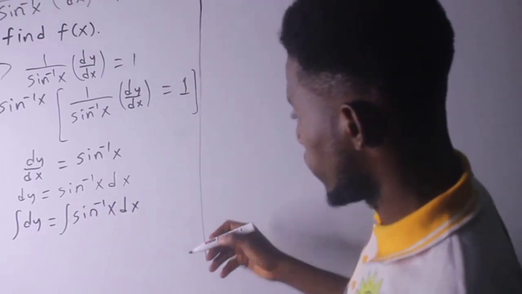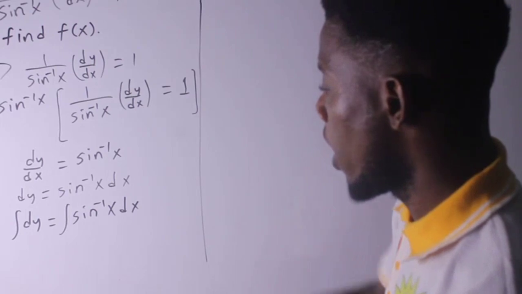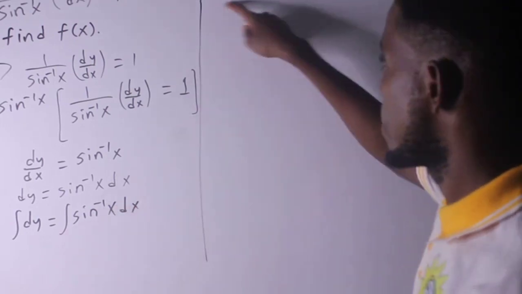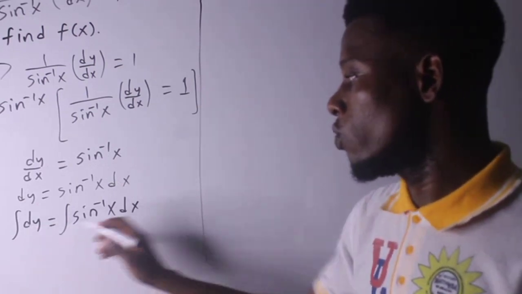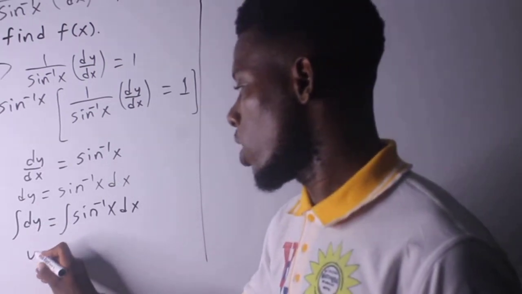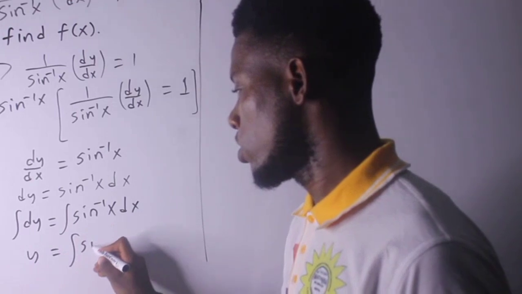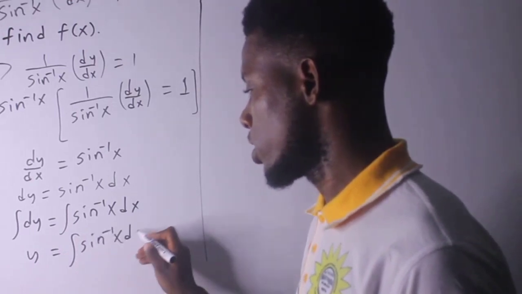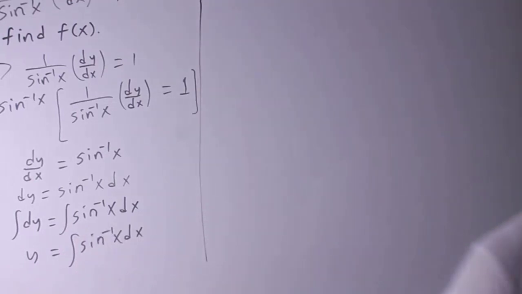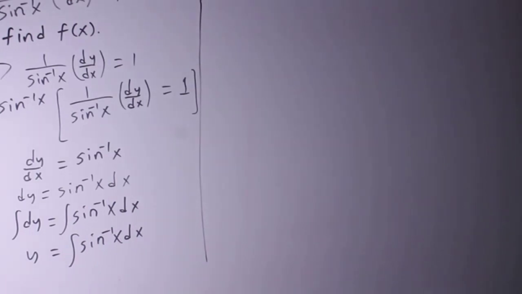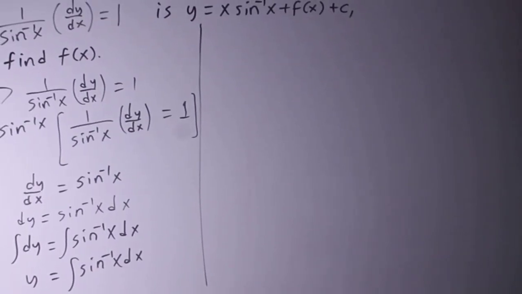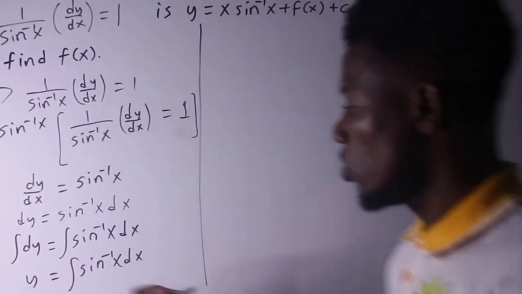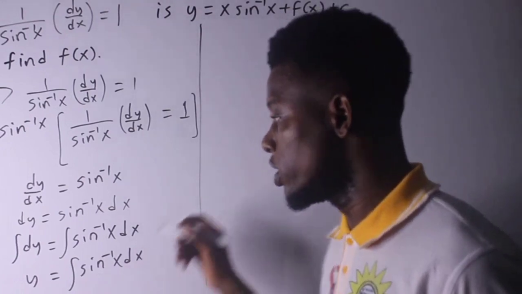But you know something very important. Remember, we want to find y and compare that with this. That's the essence of the entire thing. We know the integral of dy is just y. So y is equal to the integral of sine inverse of x dx. So we want to integrate that inverse function. To do that, we will have to do something very important, and what is that? We're going to use integration by parts to integrate this.